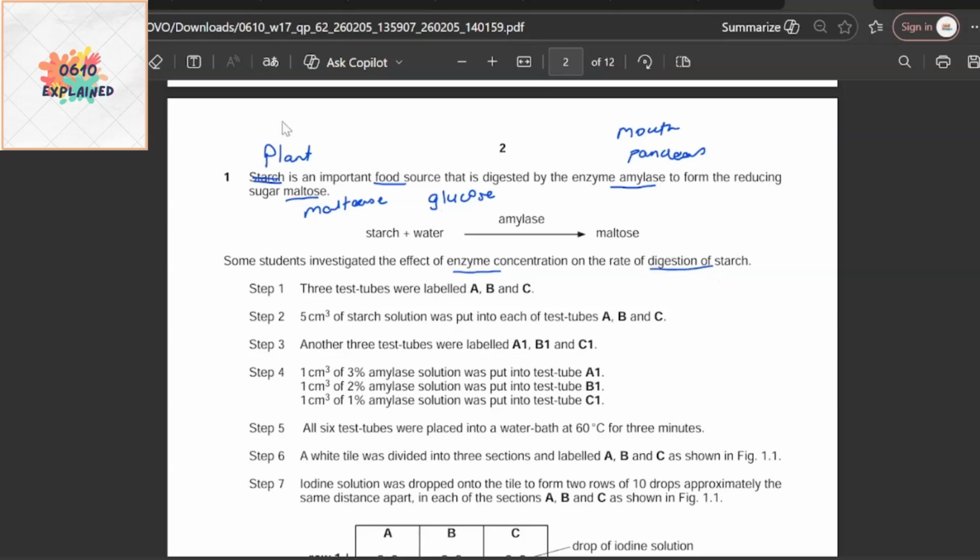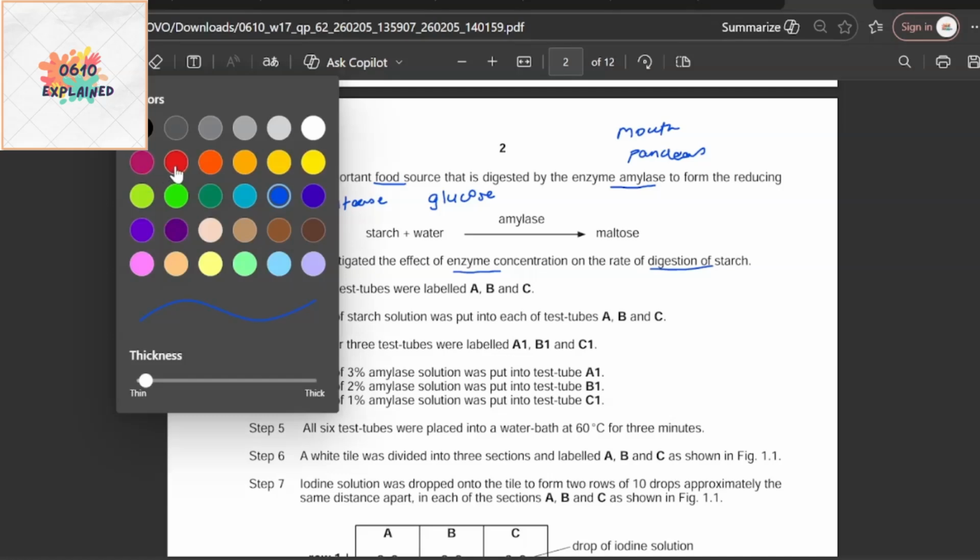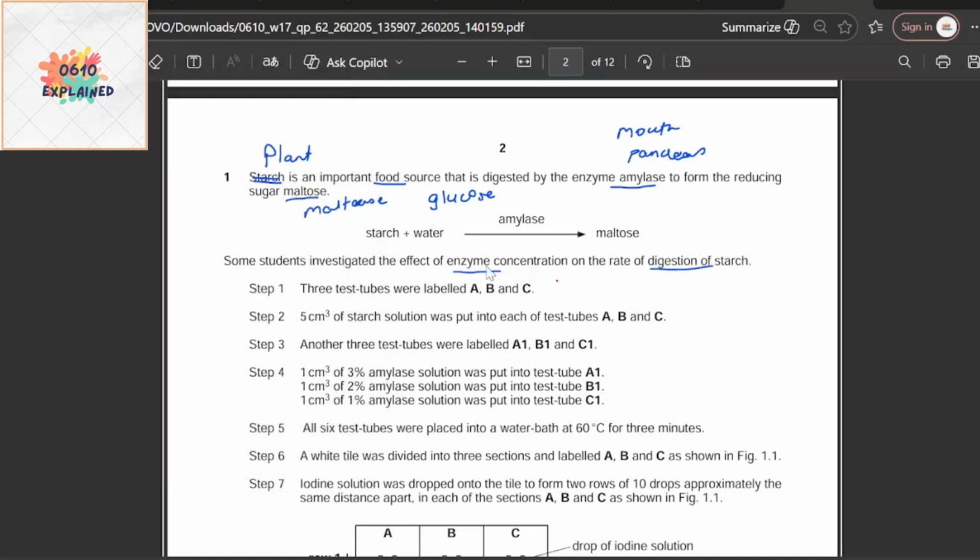Now, this is the point where we start identifying the independent and the dependent variables. So, we are talking about the rate of digestion. Now, this is something that you can measure, and what we can measure is what we are going to talk about as our dependent variable. The concentration of the enzyme will be our independent variable.